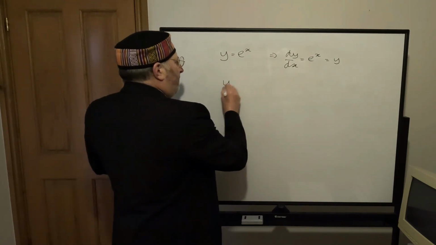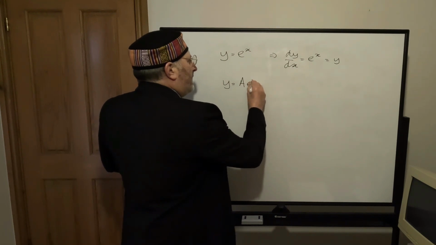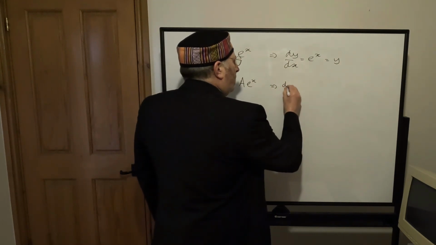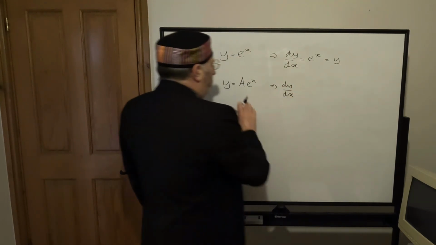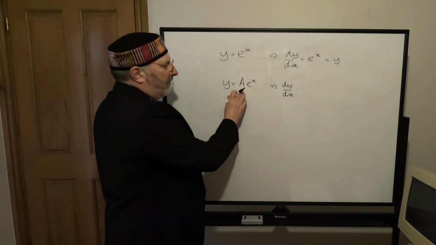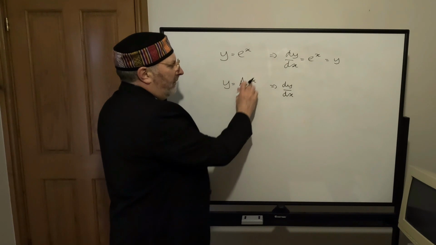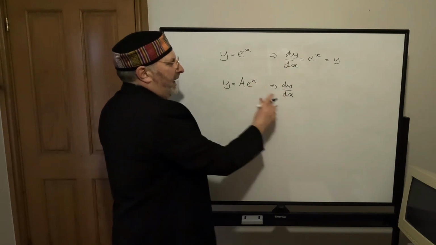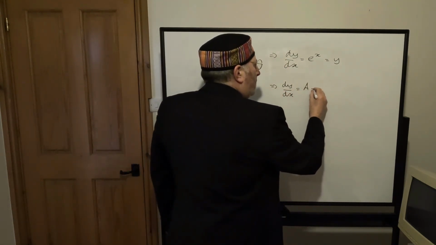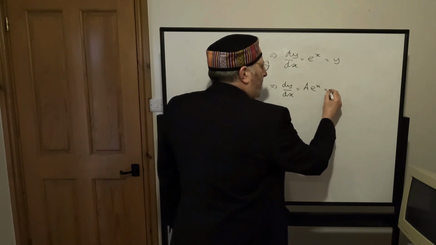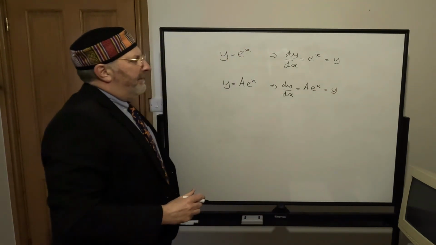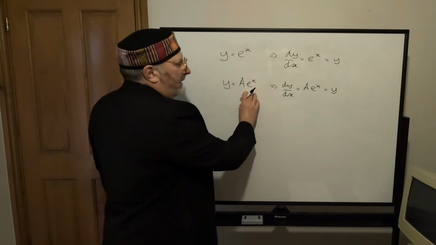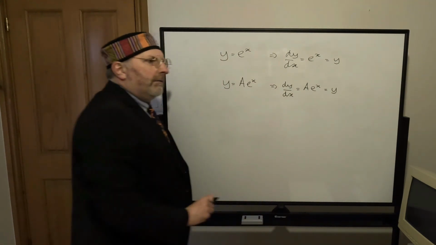Now what if we have y equals a e to the x, where a is some constant? Well, when we differentiate this, because a is a constant, that doesn't change, so we can slide past it and differentiate e to the x. But when we differentiate e to the x, we just get e to the x. So dy by dx equals a e to the x. And again, that's just equal to y. So when y equals a e to the x, differentiating it still gives back the original thing.